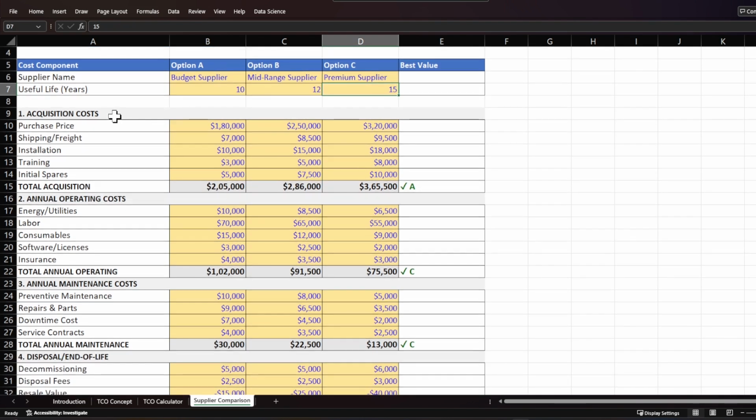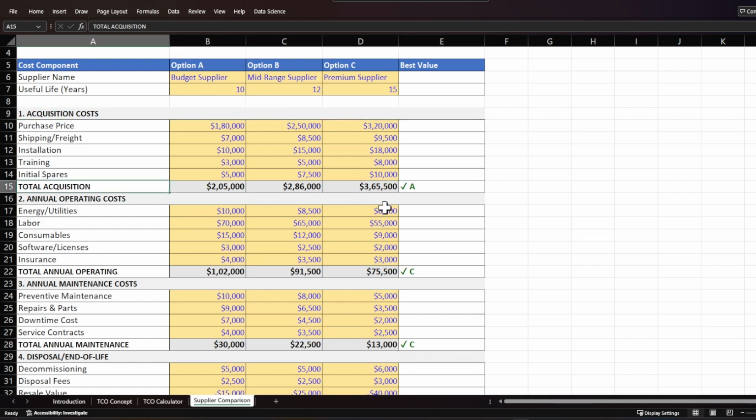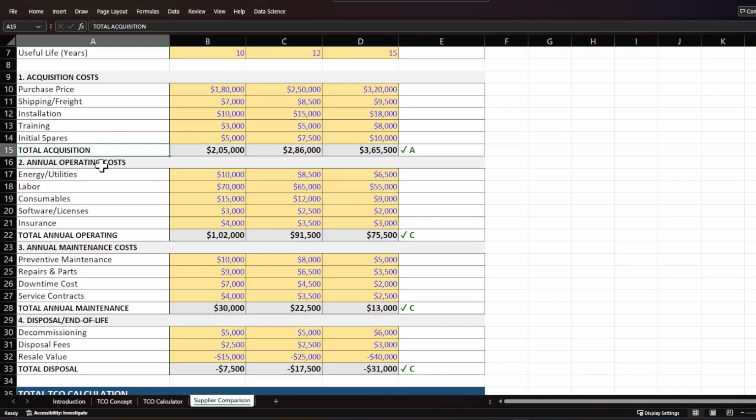Now calculate the acquisition cost. If you check, the supplier giving you a higher useful life is going to charge you more, which we can see here, and almost everything will be higher for that particular supplier. So if you compare the total acquisition cost for these 3 suppliers, clearly supplier A is the winner. Now move to the annual operating cost.